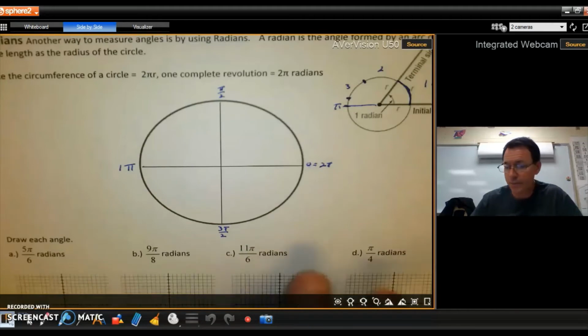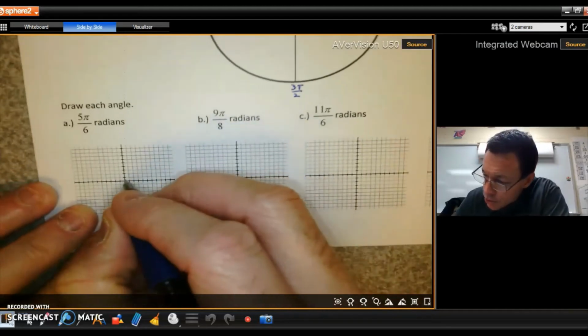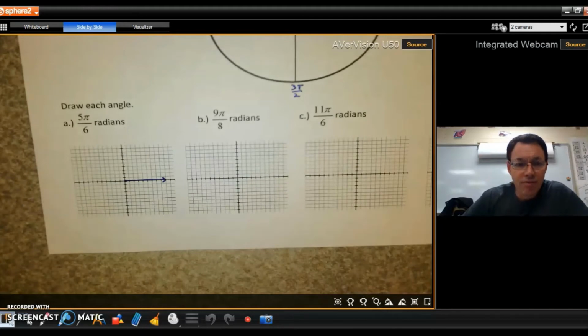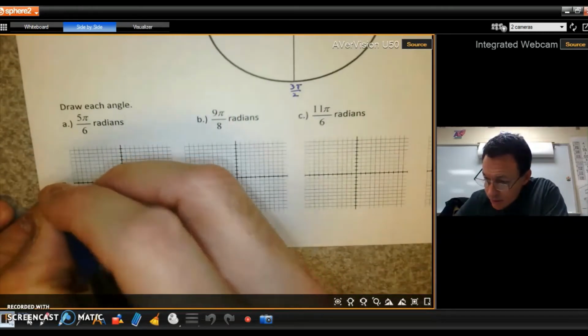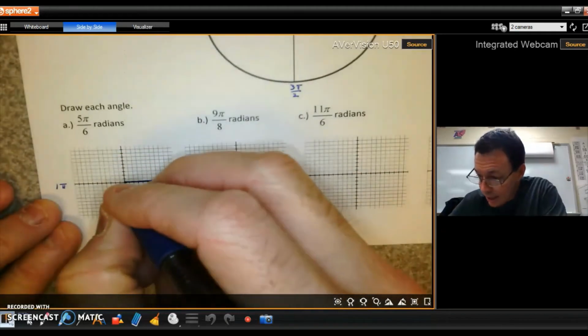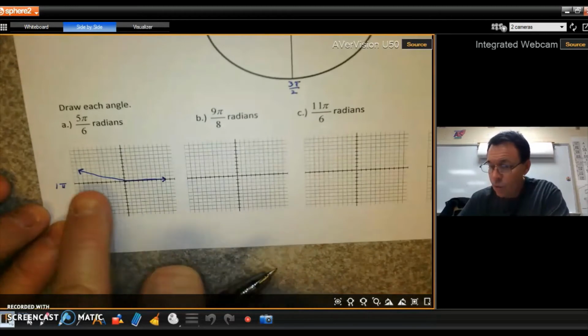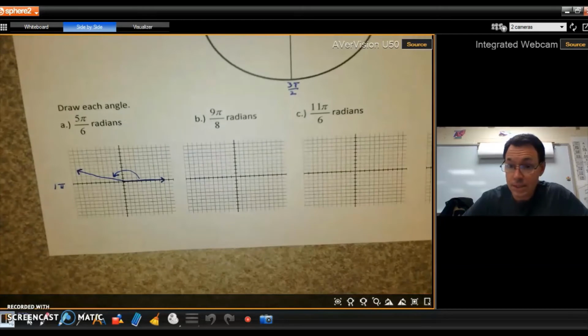So for example, if I wanted to draw 5 pi over 6, here's what I need from you. I need you to draw the initial side, and then I need you to say to yourself, okay, 5/6 is a little bit less than 1. That was the game we played up top. 5/6 is less than 1. And this is 1 pi, halfway around the circle. So I should be a little bit less than that. So for today, that's all I need. I need you to draw an angle that's a little bit less than 1. We're going to say that's 5/6, and that's our angle. That's it.